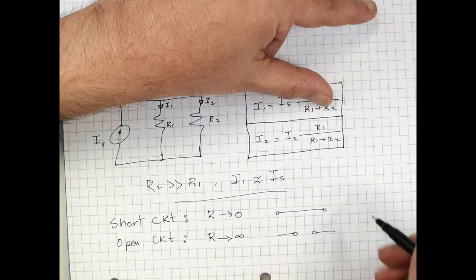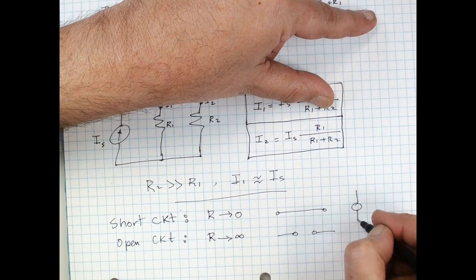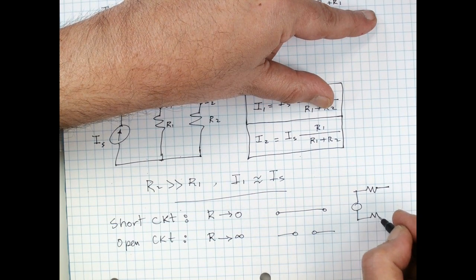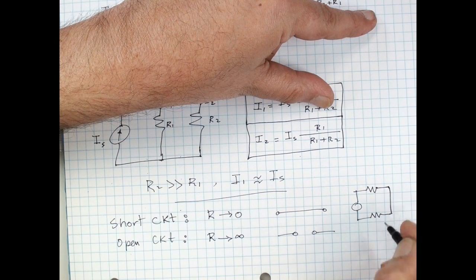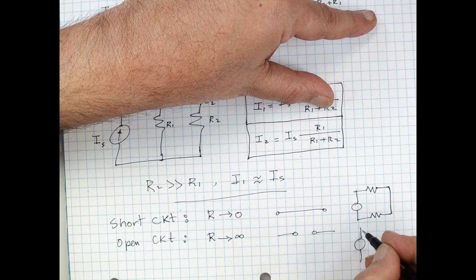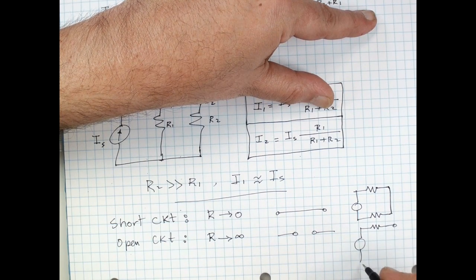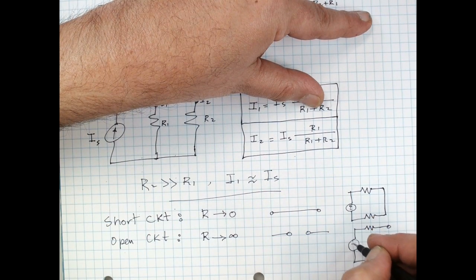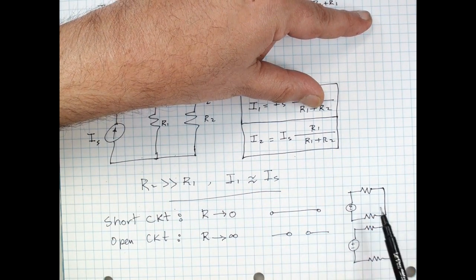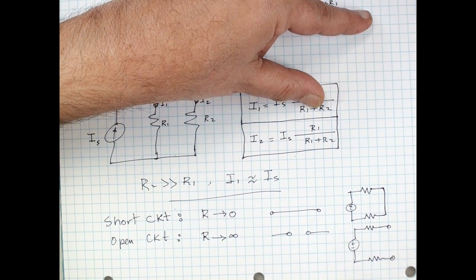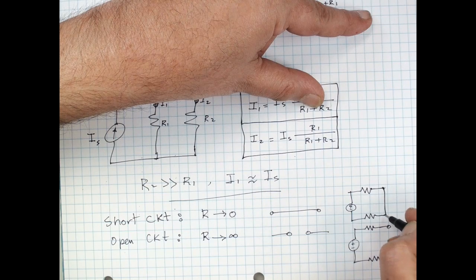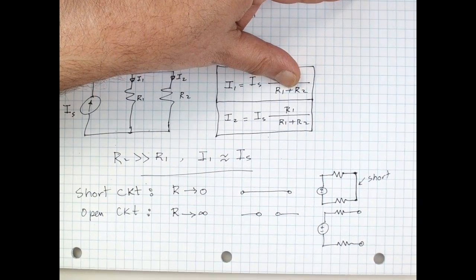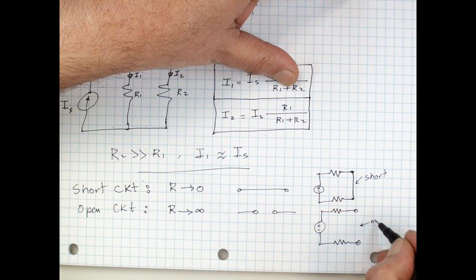So let's take a look at a circuit. Take a look at this circuit. You have a couple of resistors here. Notice that between these two nodes, there's a piece of wire. So you have a short circuit there. And here you have essentially an open circuit.